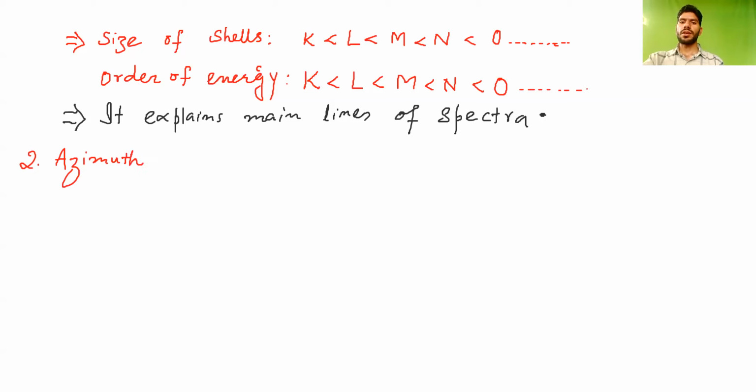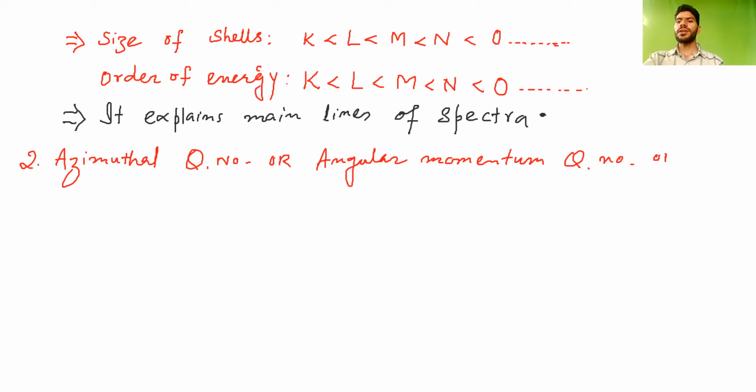Azimuthal quantum number. It is also known as angular momentum quantum number. And this angular momentum quantum number is also known as subsidiary quantum number. So you have to remember all these three names. Now this quantum number is represented by small l. The principal quantum number was represented by small n, and the azimuthal quantum number is represented by small l. Now what is the value of l here, and who gave this quantum number?